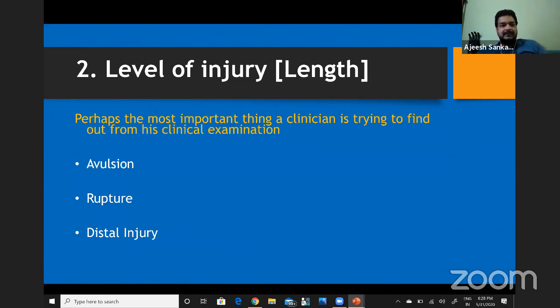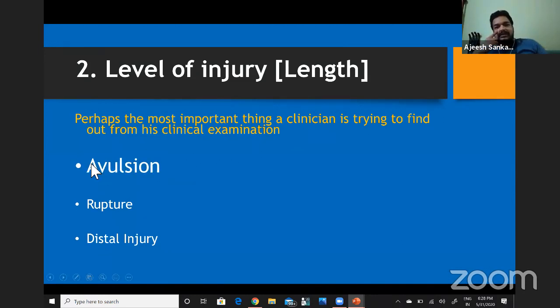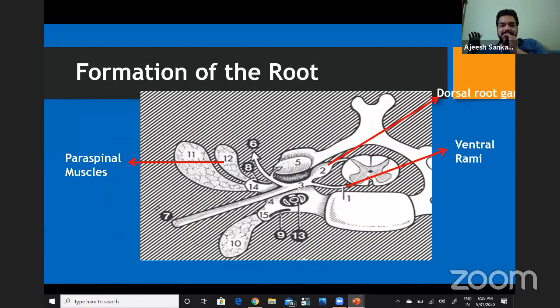Is it somewhere distal? And out of which we are very interested in finding out whether this lesion is an avulsion, or maybe it's a rupture, or it's an even further distal injury. The avulsion and rupture was confusing to me as a student, so I'll just take some time here to understand the formation of each of these roots.